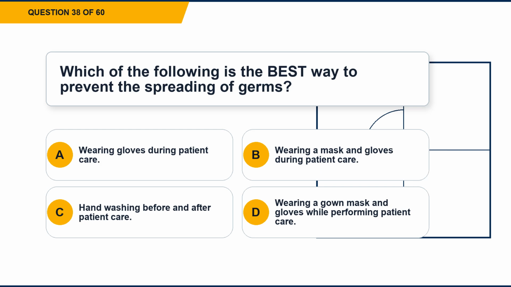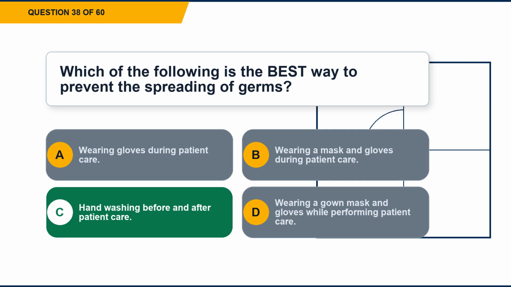Question 38. Which of the following is the best way to prevent the spreading of germs? Option A. Wearing gloves during patient care. Option B. Wearing a mask and gloves during patient care. Option C. Hand washing before and after patient care. Option D. Wearing a gown, mask and gloves while performing patient care.